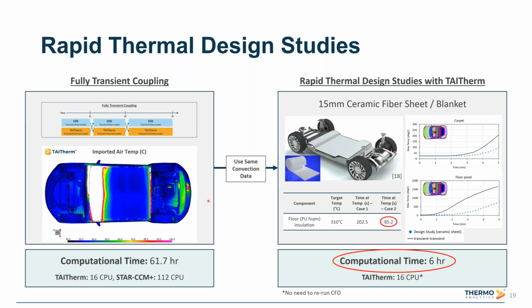Okay, so since our convection data has already been imported into the thermal model, and it's still there, and also because the flow field isn't changing substantially, we can perform subsequent rapid design studies in Tytherm without rerunning or coupling with any CFD. So in this example design study, we added a ceramic fiber blanket between the battery pack and the floor pan, and we can see, as a result, the exterior floor pan and carpet temperatures decreased significantly. And the time at ignition temperature decreased to just over a minute. And most importantly, for this assessment, you could see the computational time was only 6 hours for this rapid thermal design study.